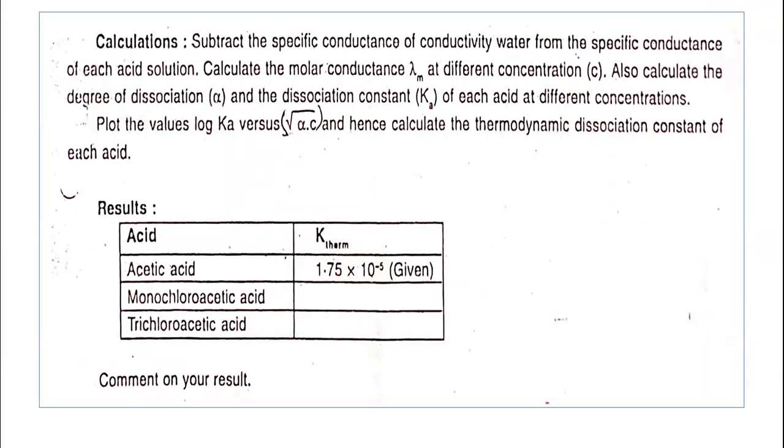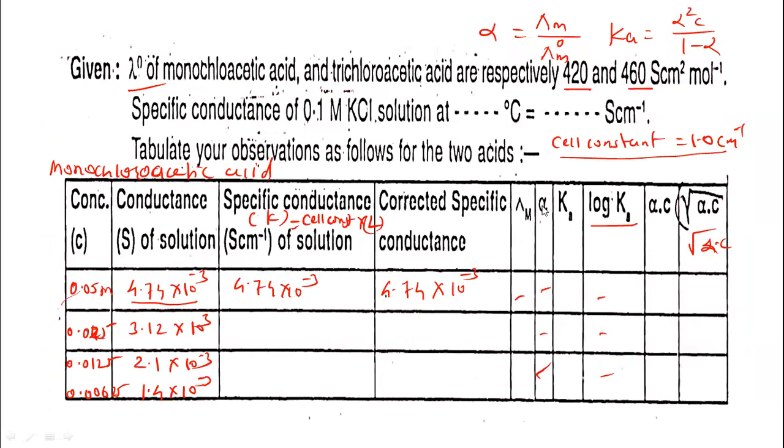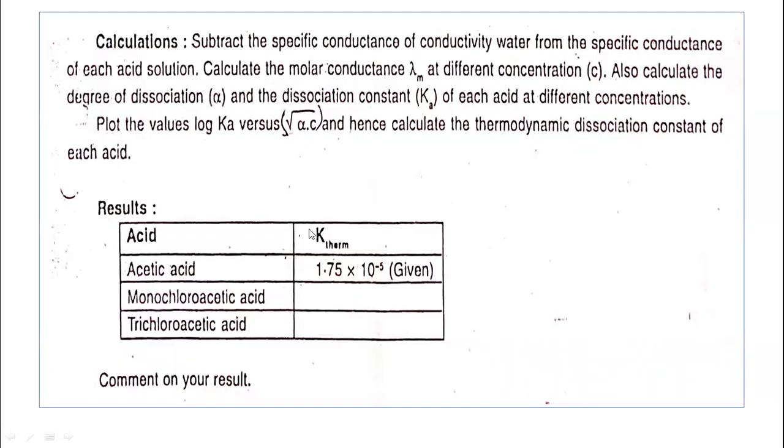Let us see what calculations are given here. All the calculations we have to represent systematically. How can we determine the corrected specific conductance? It is mentioned here: subtract the specific conductance of conductivity water from the conductance of each of the acid solutions. This is the corrected specific conductance. Specific conductance of the solution minus specific conductance of the water, that is given here.